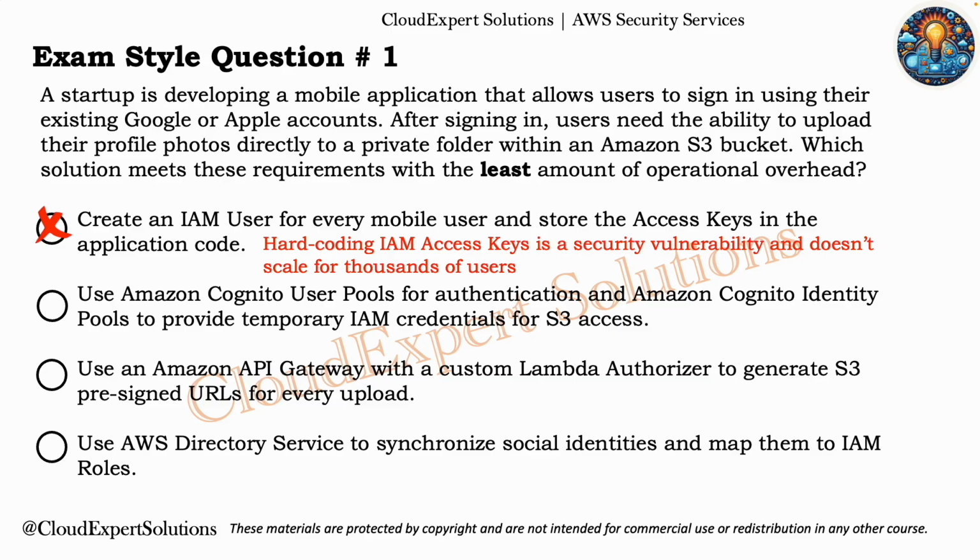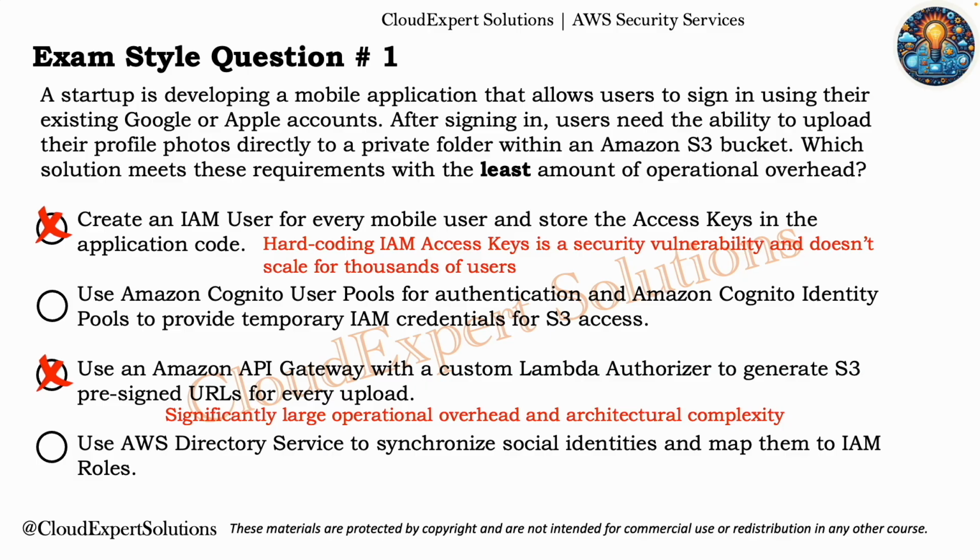Option C is saying use an Amazon API Gateway with a custom Lambda authorizer to generate an S3 pre-signed URL for every upload. This will work, but this introduces significantly more operational overhead and architectural complexity than using a native Cognito identity pool feature, because you need to create the Lambda function, you need to maintain those pre-signed URLs and all. That is why this is not the correct option.